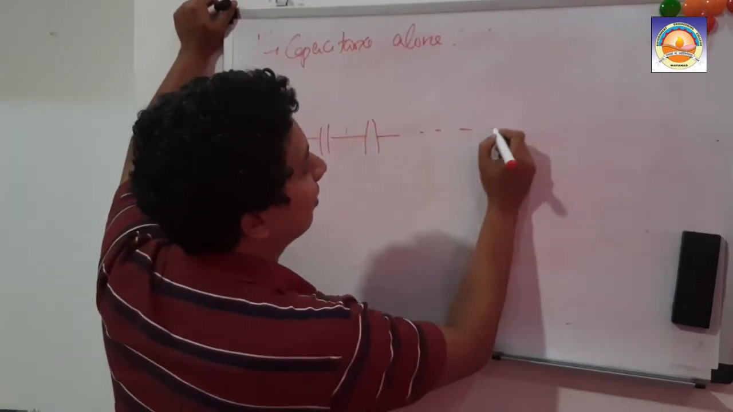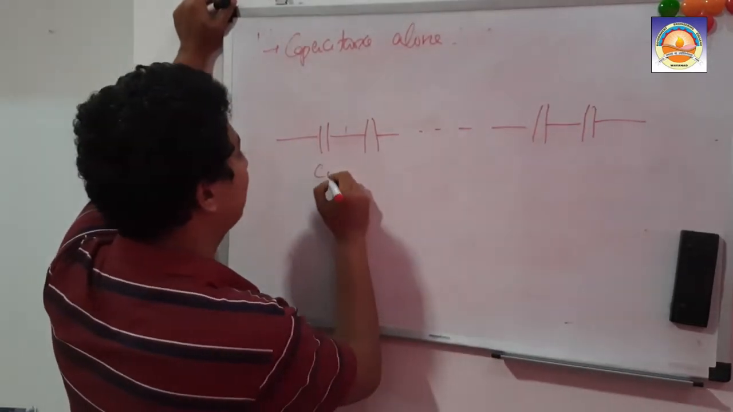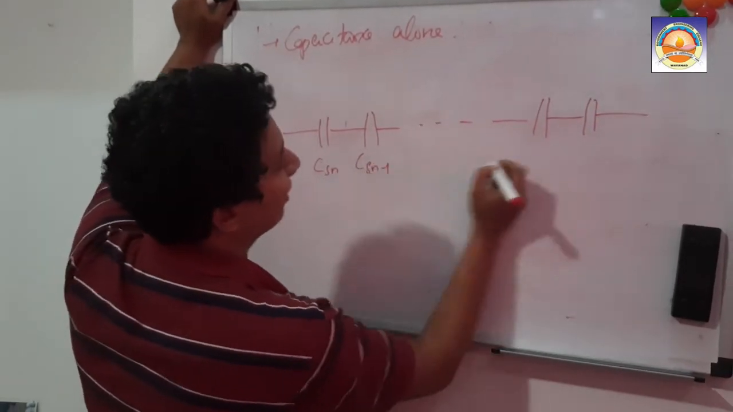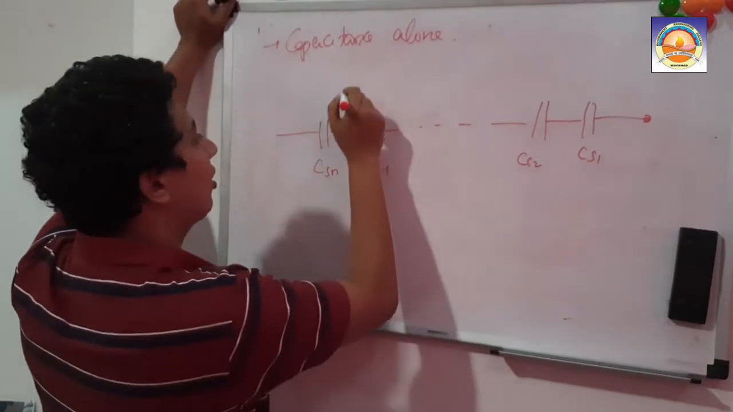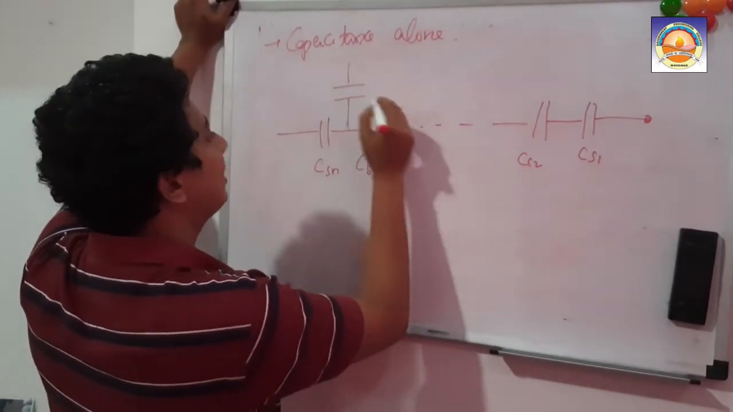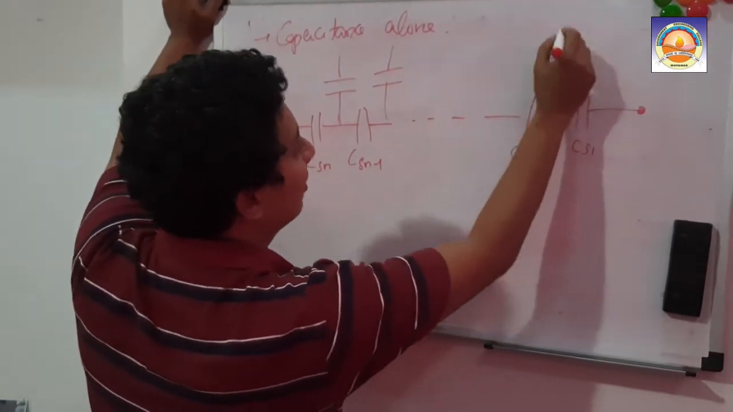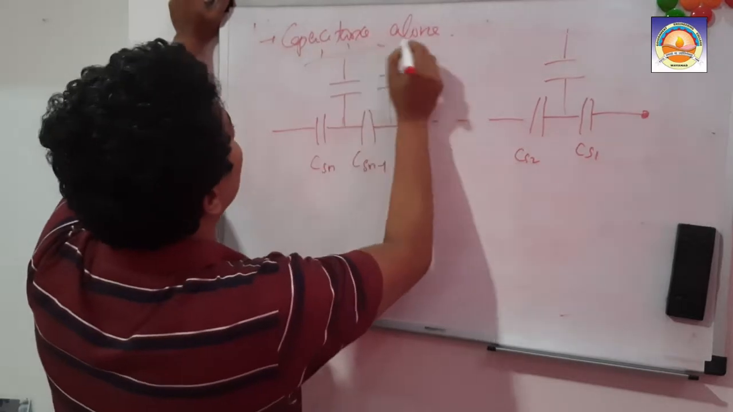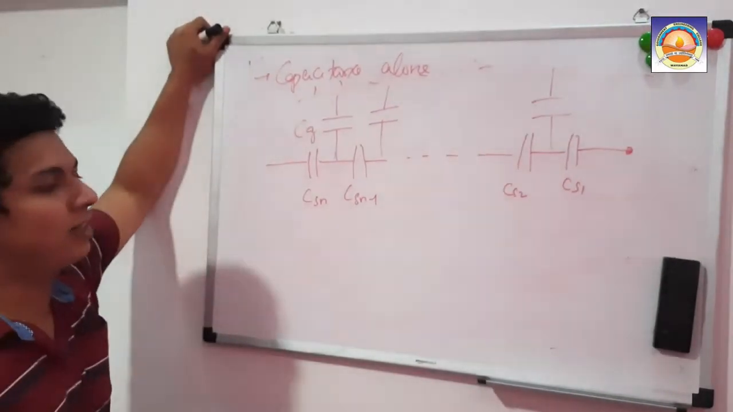CS1 like this, up to the parallel capacitance branches. This is CSN, this is CSN minus 1, this is CS2, this is CS1. This is our live terminal. And along with that, what will you have? You have this CG also, like this, right? So this is the ground part. Okay. So this is the CG. Like this, you have your equivalent circuit.